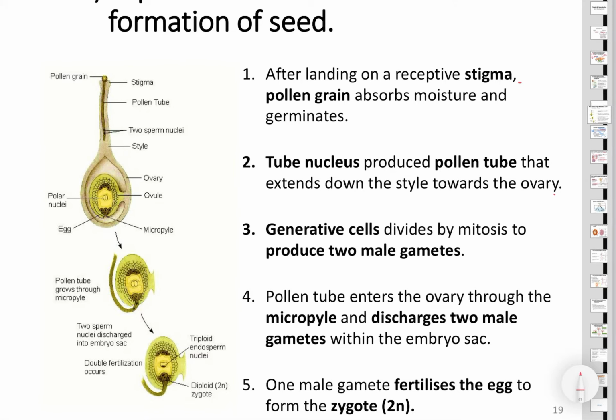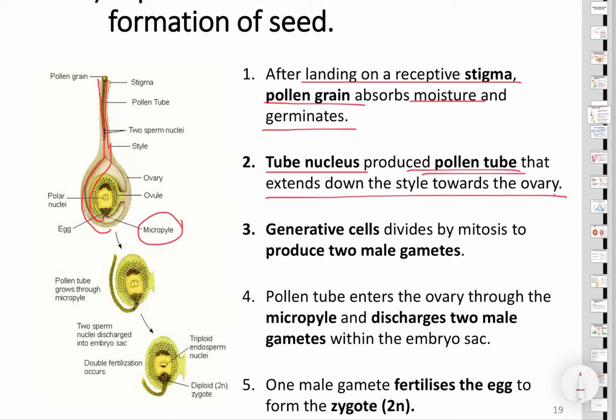So the first process is after the pollen grain landing on the stigma, it will absorb the moisture and germinate. So kita tahu dekat dalam pollen grain ada dua jenis sel, iaitu tube cell and generative cell. Dekat dalam tube cell akan ada tube nucleus. So the tube nucleus will produce the pollen tube that extend down the style towards the ovary. So inilah dia akan membentuk pollen tube. So this pollen tube akan bergerak sampailah ke satu kawasan yang kita panggil sebagai micropyle.